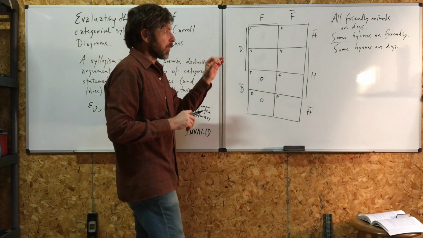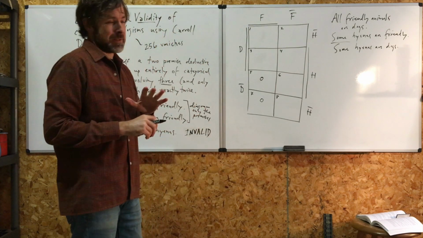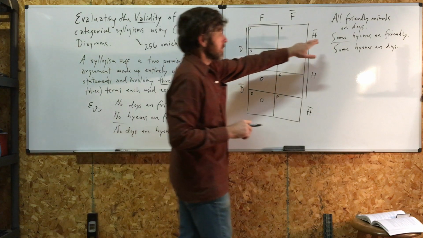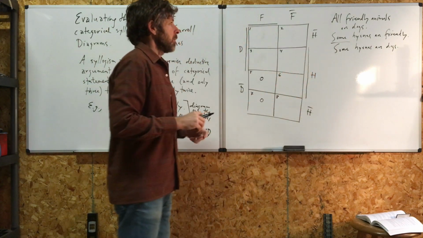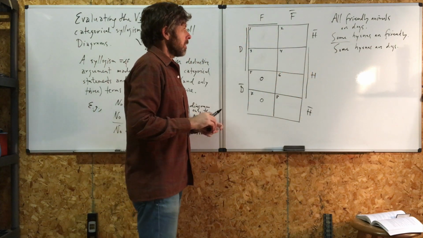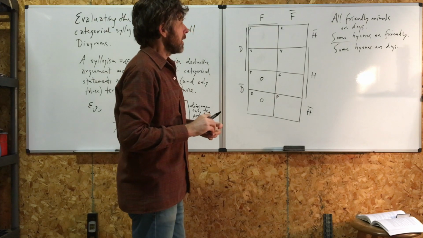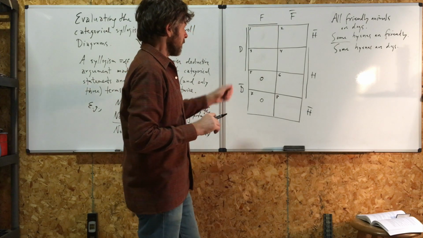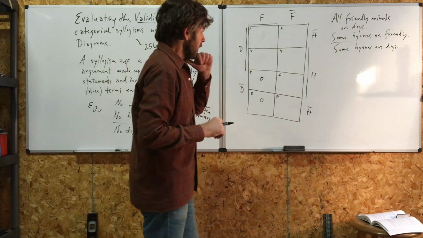Now, the second premise, we're not going to use zeros, we're going to use X's, because it's a particular statement, right? It's not a universal statement. Some hyenas are friendly. Okay, so we're talking about hyenas here. Hyenas are friendly.